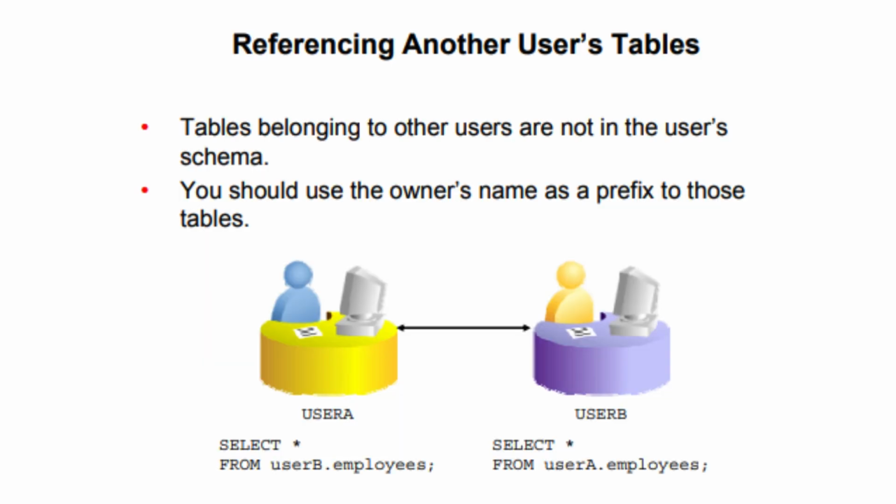A schema is a collection of logical structures of data, or schema objects. A schema is owned by a database user and has the same name as that user. Each user owns a single schema. Schema objects can be created and manipulated with SQL and include tables, views, synonyms, sequences, stored procedures, indexes, clusters, and database links. If a table does not belong to the user, the owner's name must be prefixed to the table.